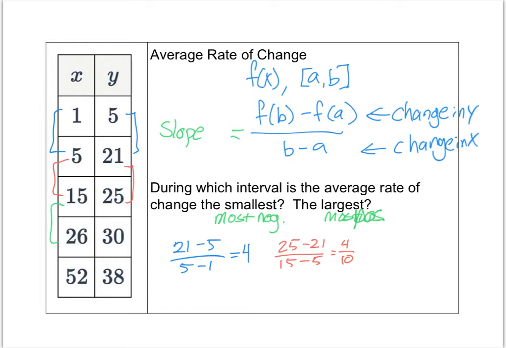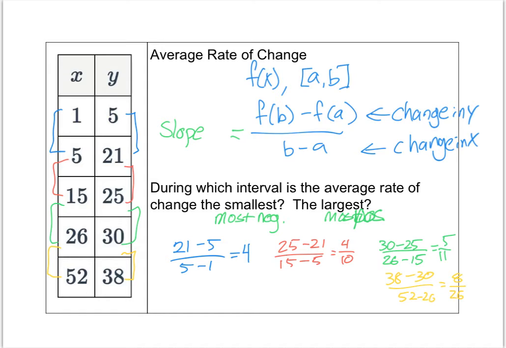The green interval, we're looking at 30 minus 25 over 26 minus 15. And when we do that, we've got 5 over 11. Also not bigger than the first one. The final small interval here is going to be 38 minus 30 over 52 minus 26. We've got 26 on the bottom and 8 on top, which is 4 over 13. That's going to be our smallest of these intervals.